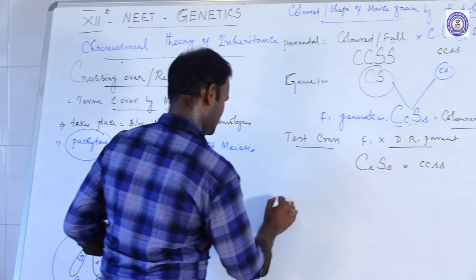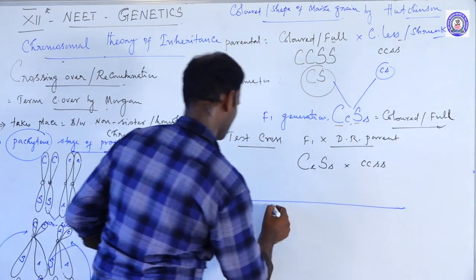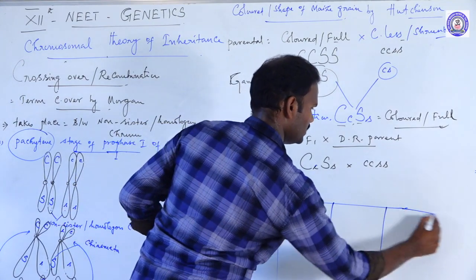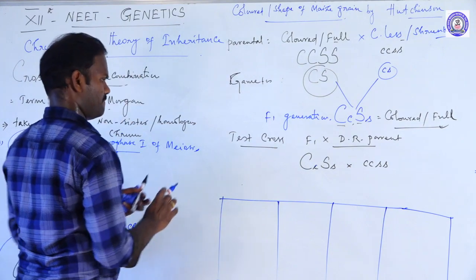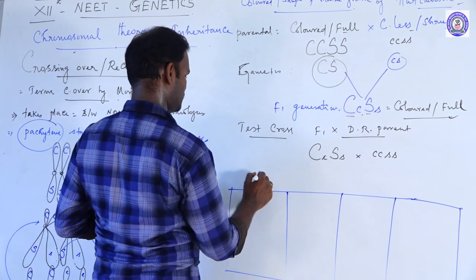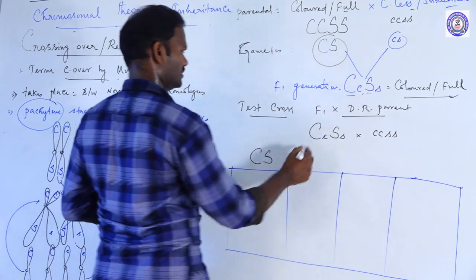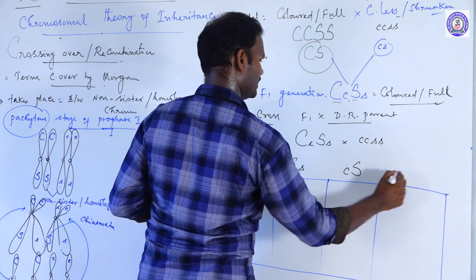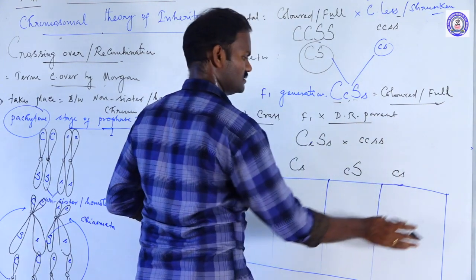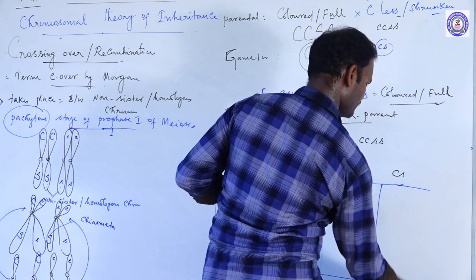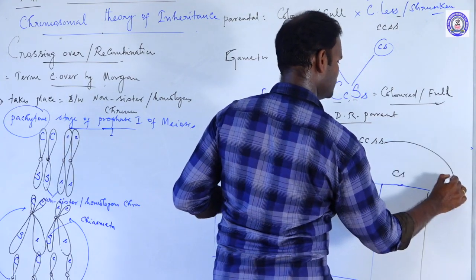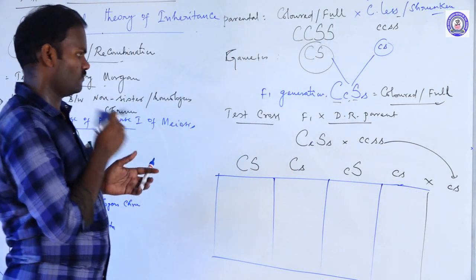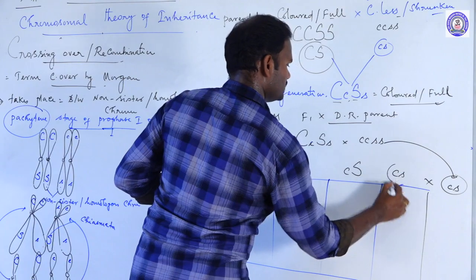What are the 4 types of gametes? First, capital C, capital S; second, capital C, small s; small c, capital S; and small c, small s, crossed with the double recessive parent, small c, small s. It is a gamete.